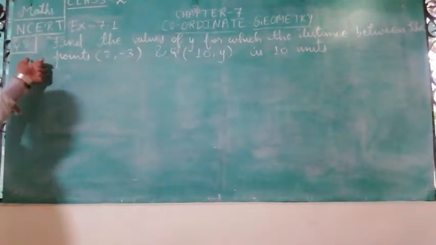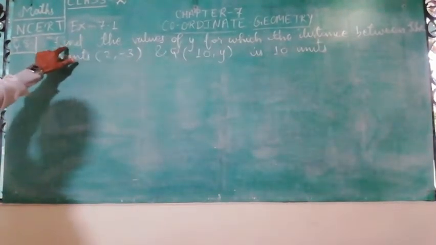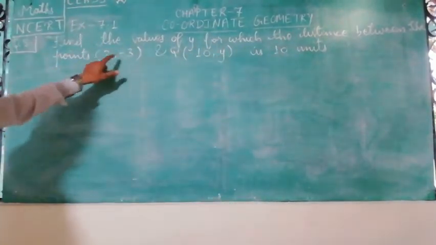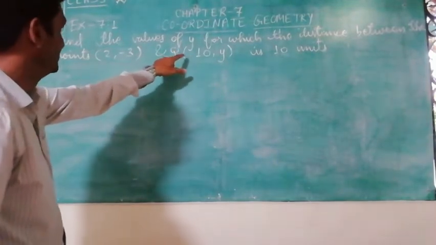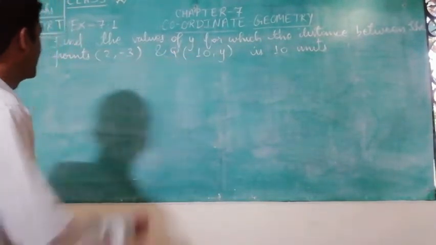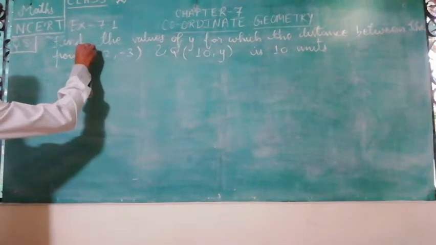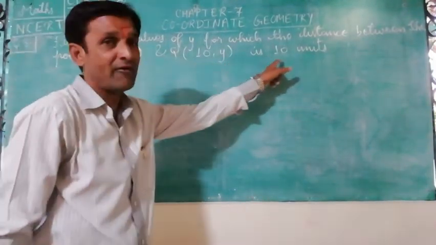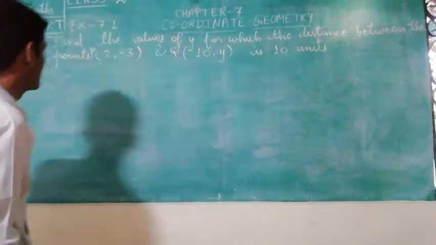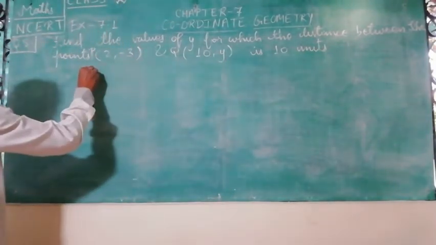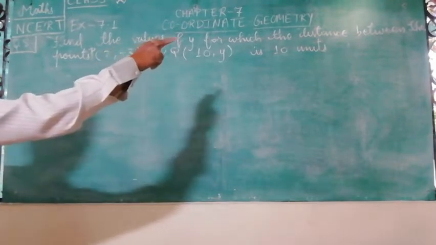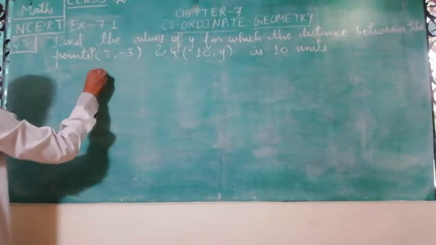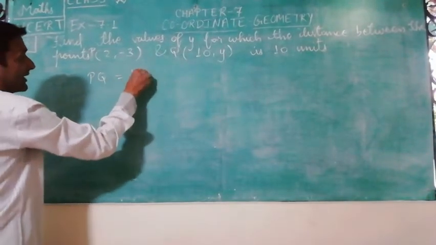Now see, it is question 8 of exercise 7.1 only. Find the values of y for which the distance between the points P (2, -3) and Q (10, y) is 10 units. P is having coordinates (2, -3) and Q is having coordinates (10, y), and the distance is 10 units. So PQ is equal to 10.